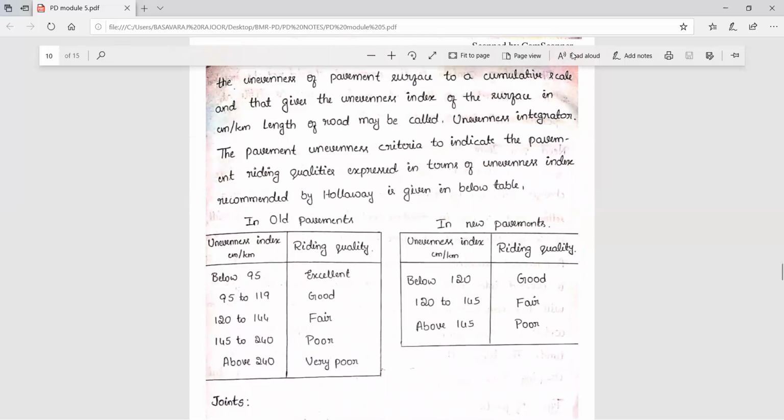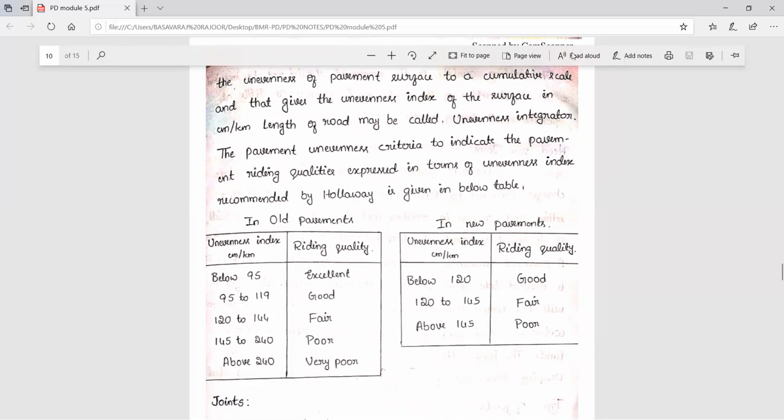So in the given table, you can observe for old pavements and new pavements the unevenness index and riding quality. The unevenness index is given in centimeters per kilometer. If it is below 95, then the riding quality is considered excellent. Between 95 and 119, it is taken as good. 120 to 144, it is fair. From 145 to 240, the riding quality is poor. And above 240, it is very poor in old pavements.